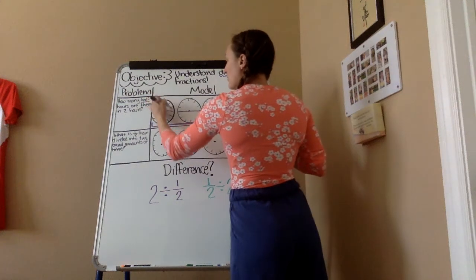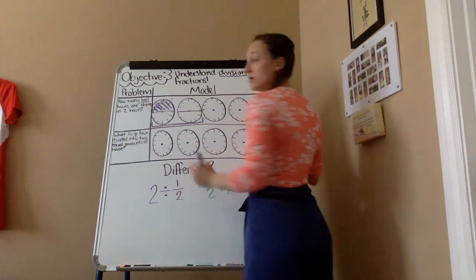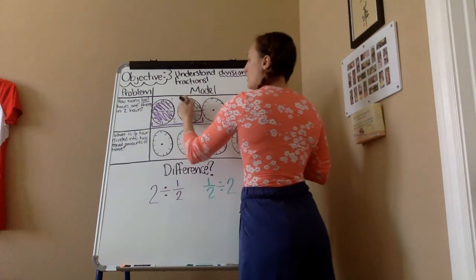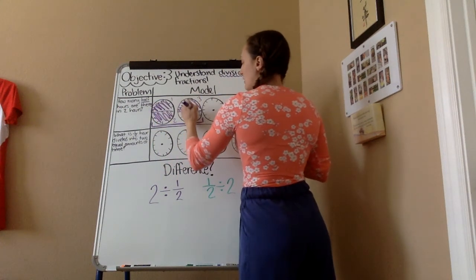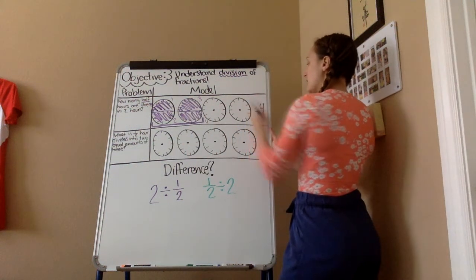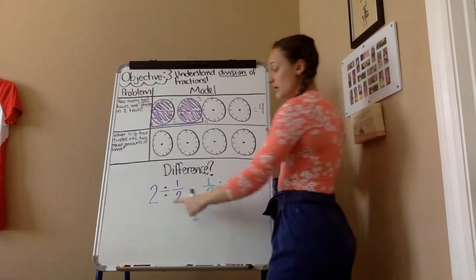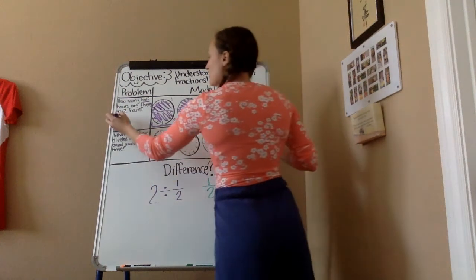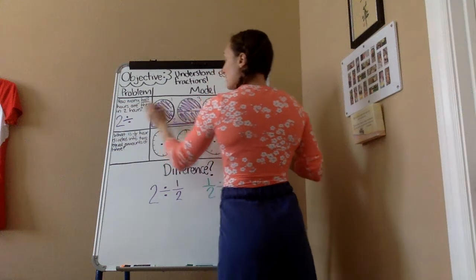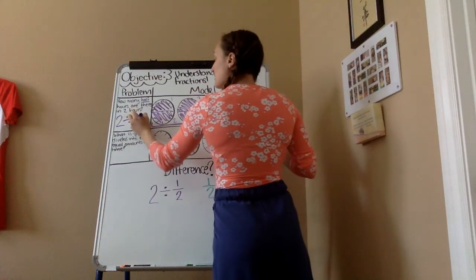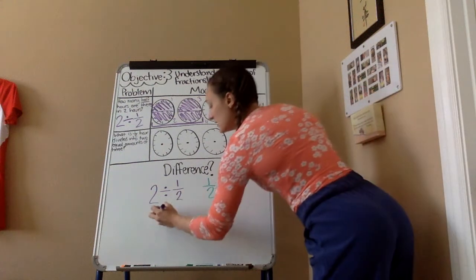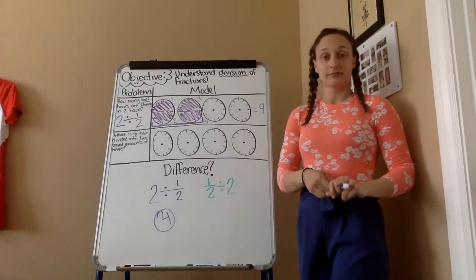And so I'm going to count. 1, okay, 2, 3, and 4. So my answer for this is 4. The equation, I started with my 2 hours, and I divided it, when I cut them in half, into sets of 1/2. Okay, so 2 divided by 1/2 is equal to 4.